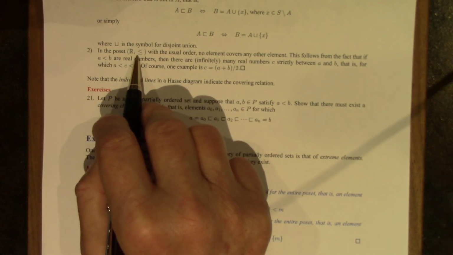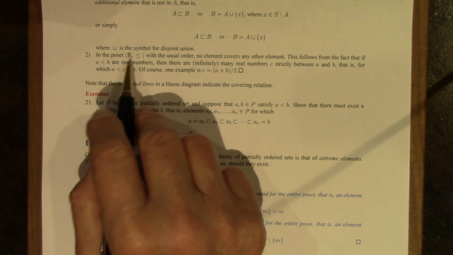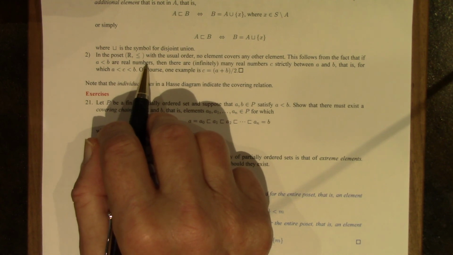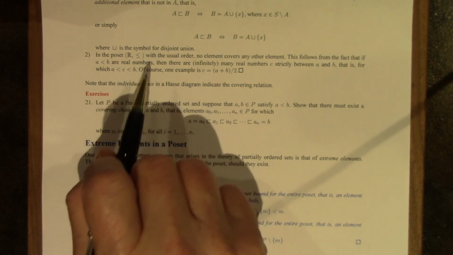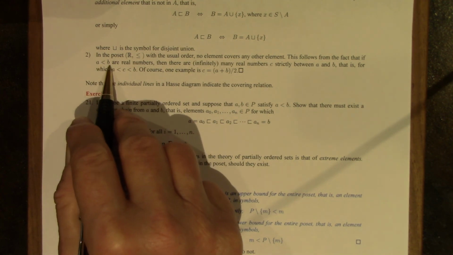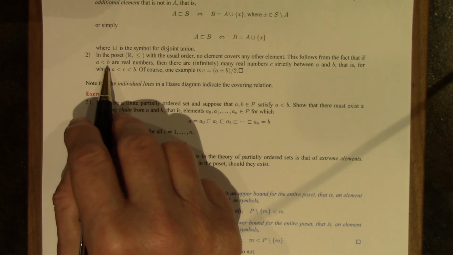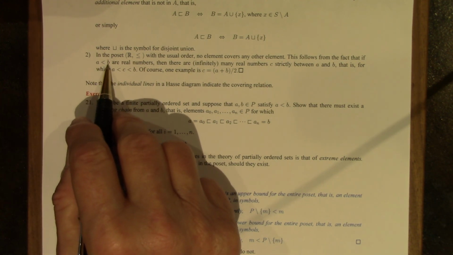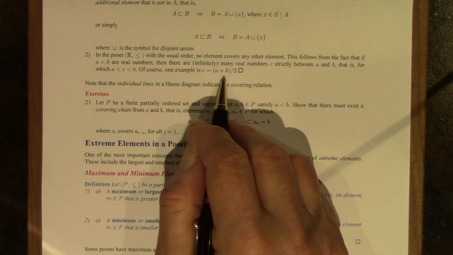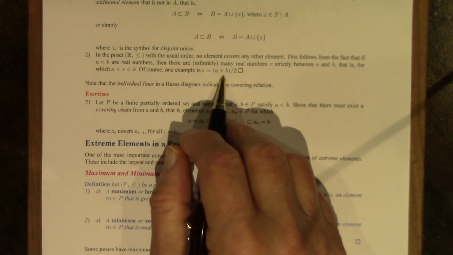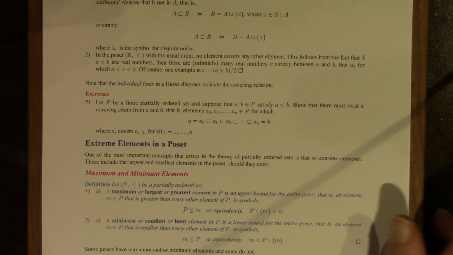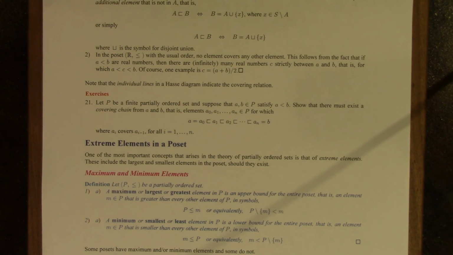Here's another example of covering or non-covering. The real numbers with the usual order. No element covers any other element, because if you have two real numbers, A less than B, there are plenty of, in fact, infinitely many real numbers strictly in between. One example, of course, is the average, A plus B over 2. So there's no such thing as two real numbers that are as close to each other as possible without being equal. It can't happen in the real numbers.